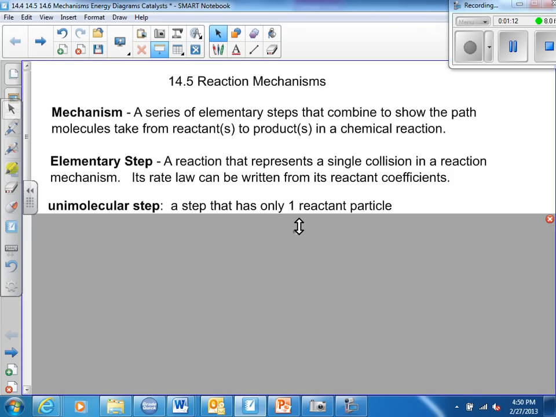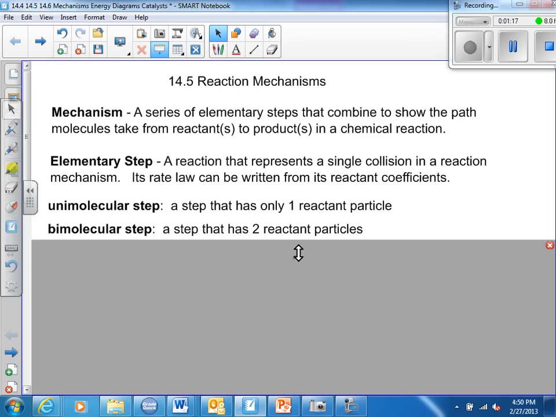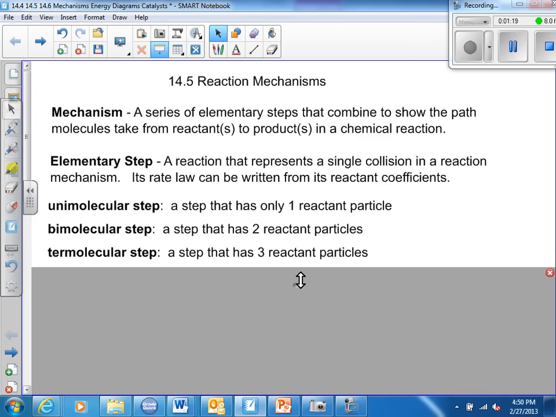A unimolecular step is a step in a mechanism that has only one reactant particle. We have bimolecular steps and termolecular steps. Bi is 2 particles, ter is 3 particles. Most common is uni or bimolecular steps. Termolecular steps, you need 3 particles to combine together all at the same time, and that's not very likely. Much more likely is 2 particles colliding, or not having to have any collisions at all.